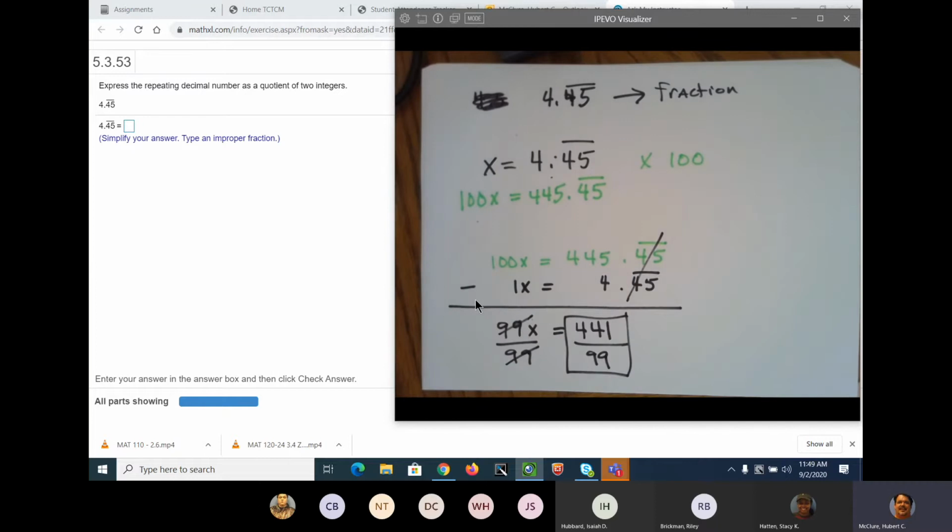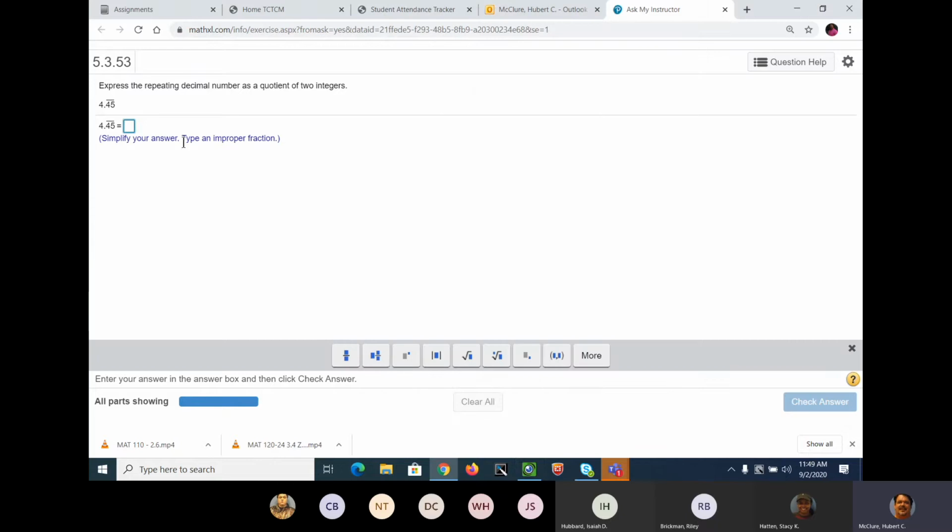Reduce if needed. I'm not going to sit here and reduce for you, but I will type in 441 over 99. And I know it may be divisible by 3. I don't think it's divisible by 11 because you end up with a 1. So it's not divisible by 11. Let me try 3. Yeah, it's divisible by 3.